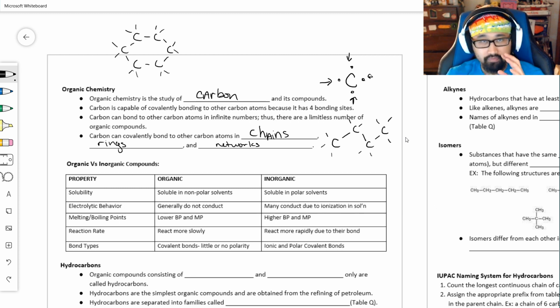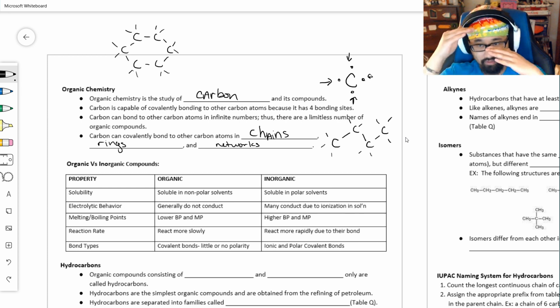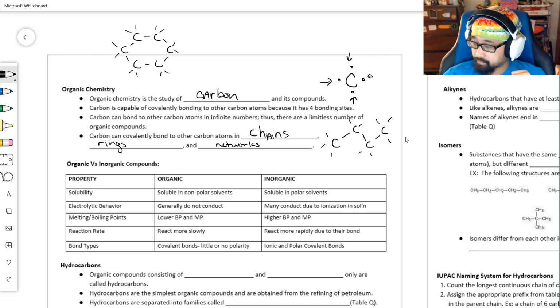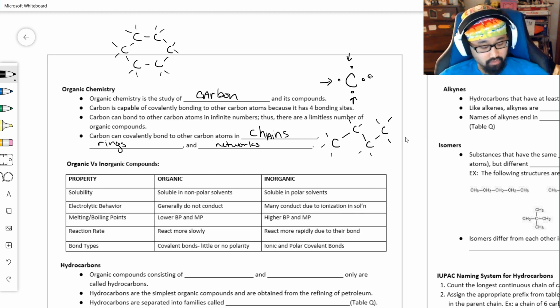Network. A network is something like diamond or graphite or coal, where you have these layers of carbon that are just attached to the next layer that are attached to the next layer. But chains, rings, and networks, if you see that phrasing or you see those properties, like what element bonds to elements in chains or rings or networks, it's carbon. We're talking about organic chemistry, right? Now, there are some basic properties of organic compounds. I'm going to give you the highlights.